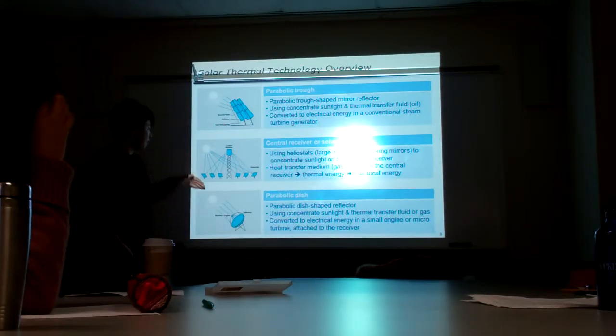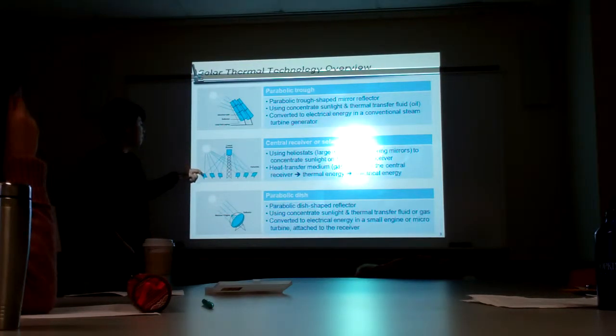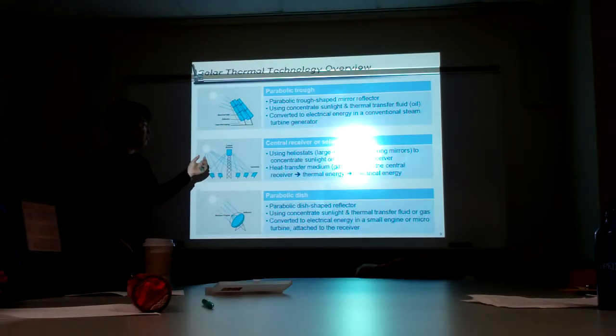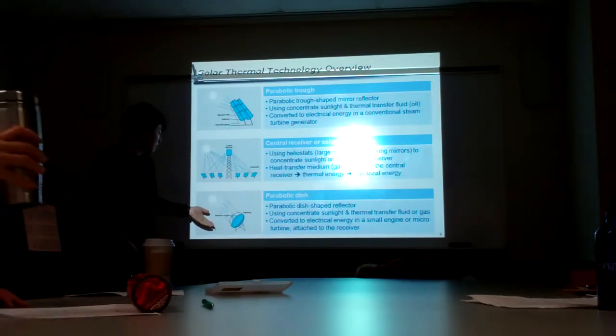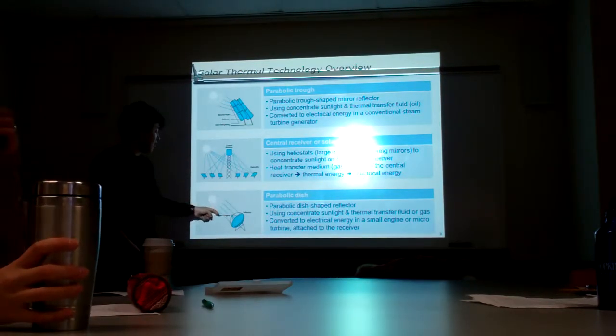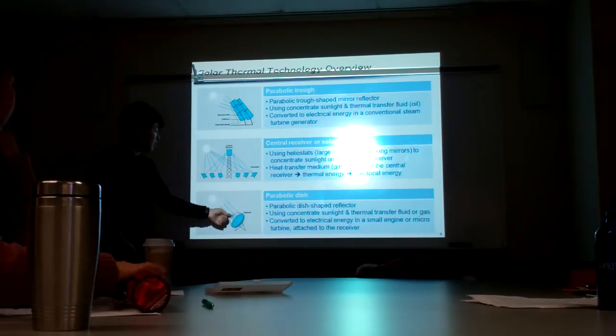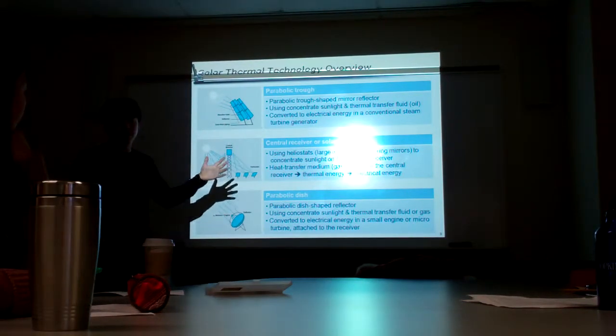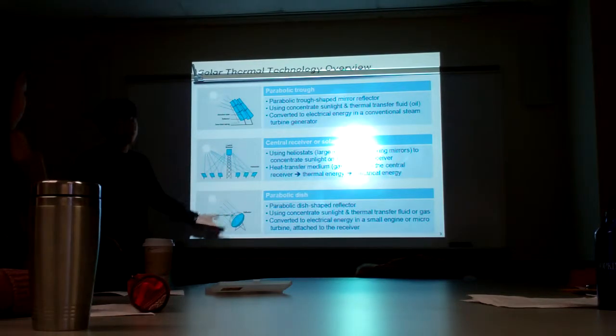You can think of this as a big parabolic dish, which is called a heliostat. This is a mirror. So the light comes to the mirror and then goes to the central receiver. The central receiver also has a special fluid, and they use the special fluid to generate electricity. And then the third one is the parabolic dish. The light comes in and goes to the center. Also, the center has a special fluid to generate electricity. This is just a big picture regarding the current technology.